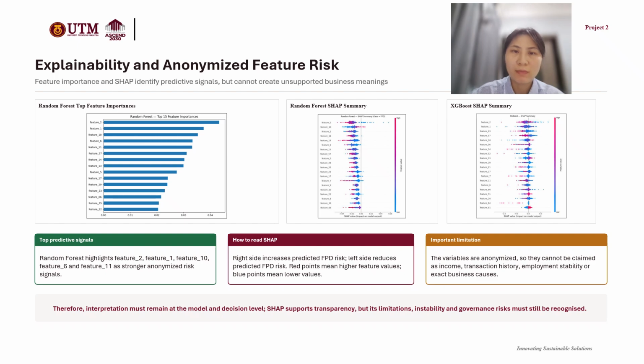And to conclude my part, Project 2 shows that model performance alone is not enough. The final business decisions still depend on threshold testing, calibration, and operational constraints. And next, we will examine whether the original Project 1 thresholds can really support credit decisions. And thank you. This is my part.